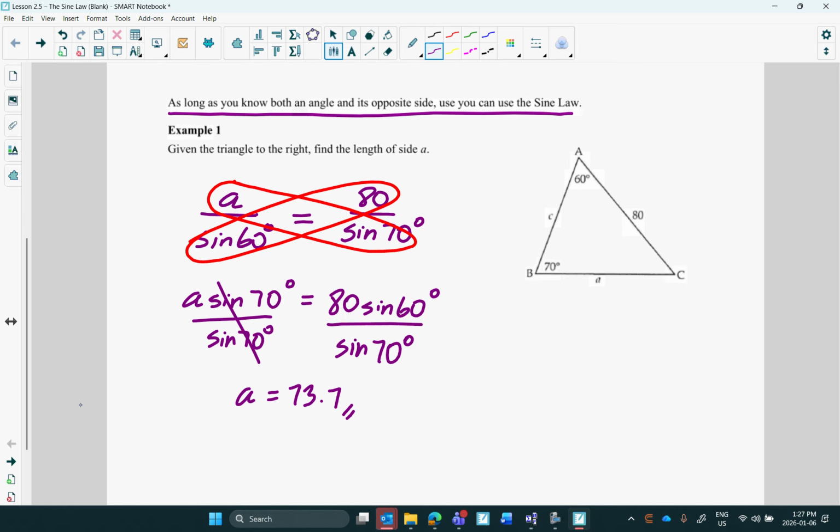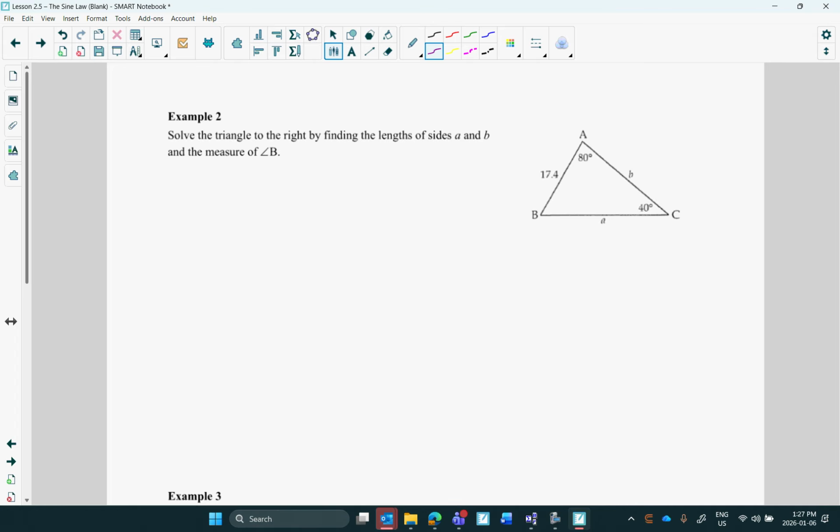Okay, let's do some more practice. So this one, it's a non-right triangle, so we can't use the right triangle trig. And we have to find the two missing sides here and the missing angle. So we've got to do a lot of work on this one. Okay? Let's deal with the missing angle first. Angle B.